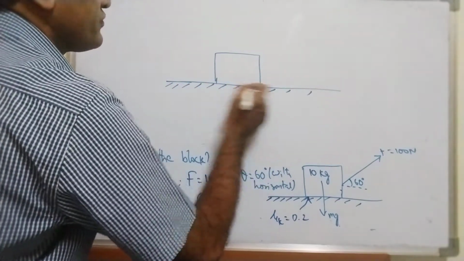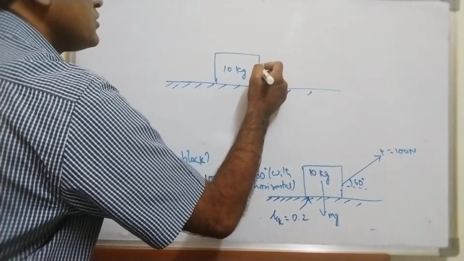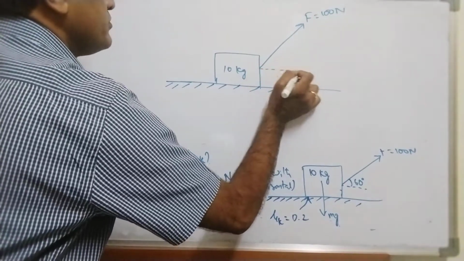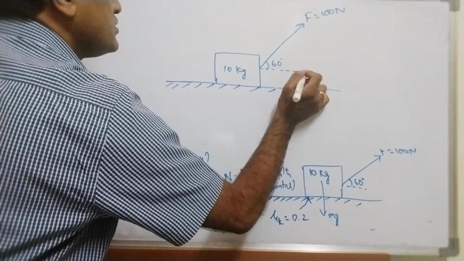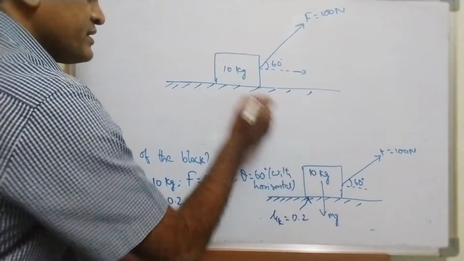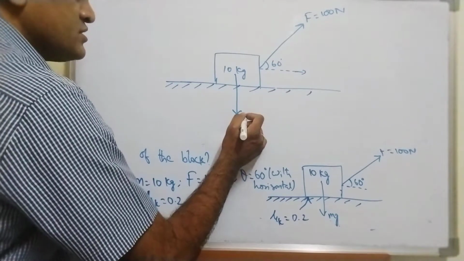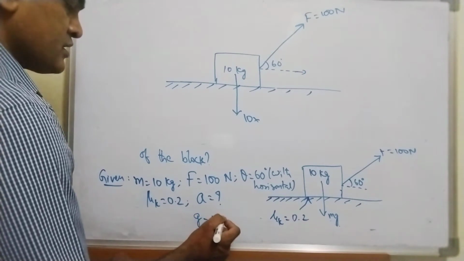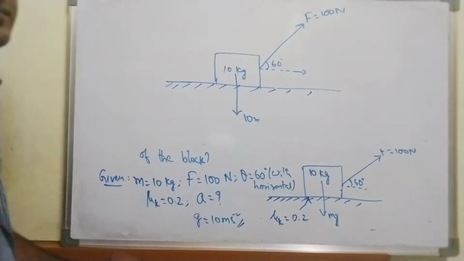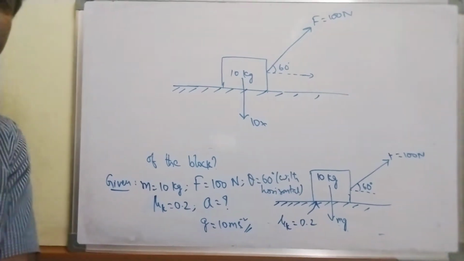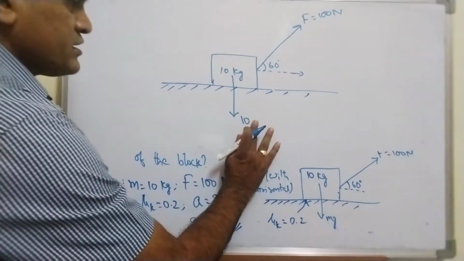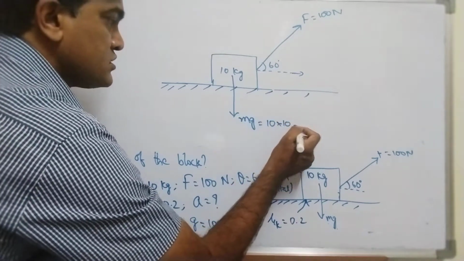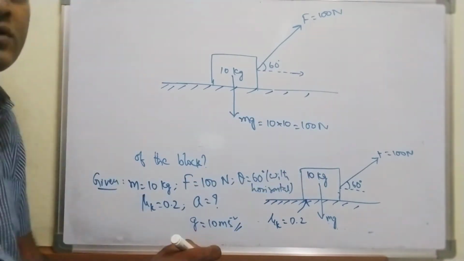this is the horizontal surface, this is 10 kg. Here you have applied a force of F equal to 100 Newton, which is making an angle of 60 degrees with the horizontal. Here mg is also given, that is mass times g. I will take g as 10 meter per second square for simplicity. So mg is 10 into 10, which is 100 Newton. This is the weight of the block.